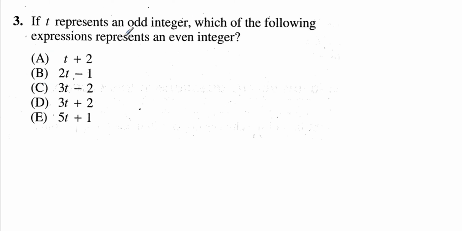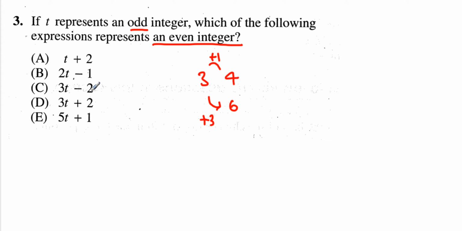Number 3. If t represents an odd integer, which of the following represents the expression of an even integer? You see, the difference between even and odd is that either you add 1, so for example 3 and 4, you gotta add 1. Or 3 and 6, you gotta add 3. You gotta add another odd number to the odd number to become an even number. So then, which one will that be?